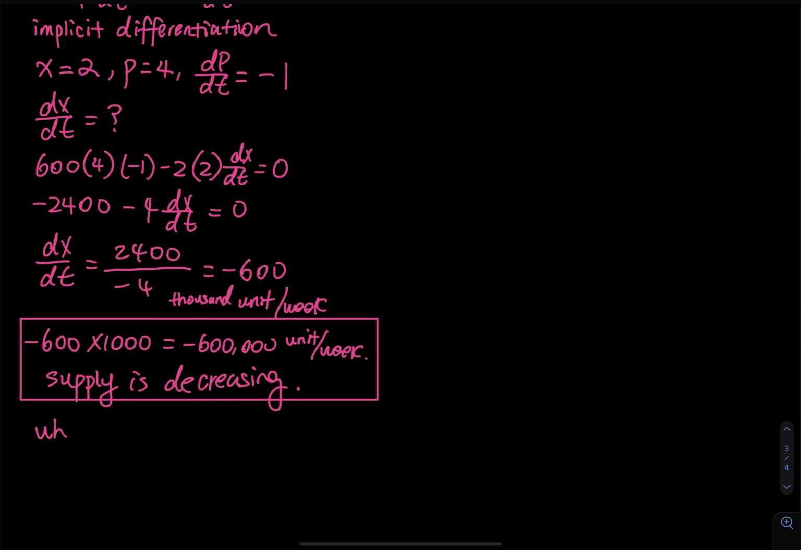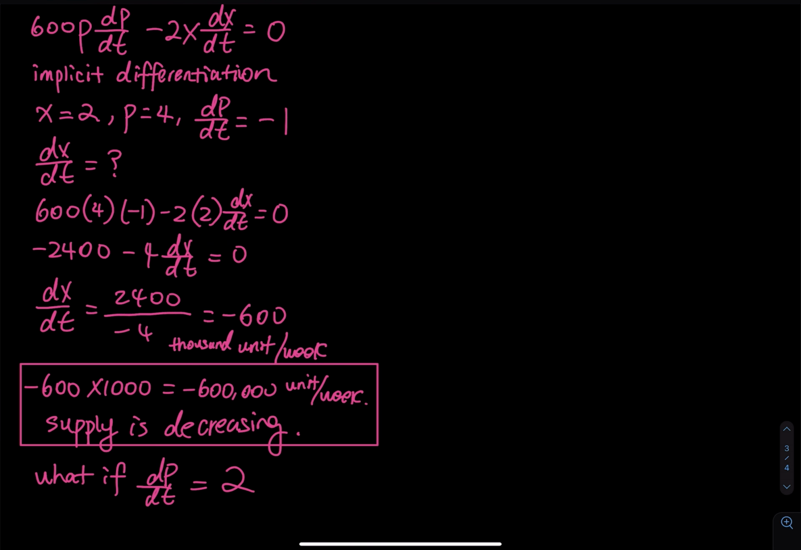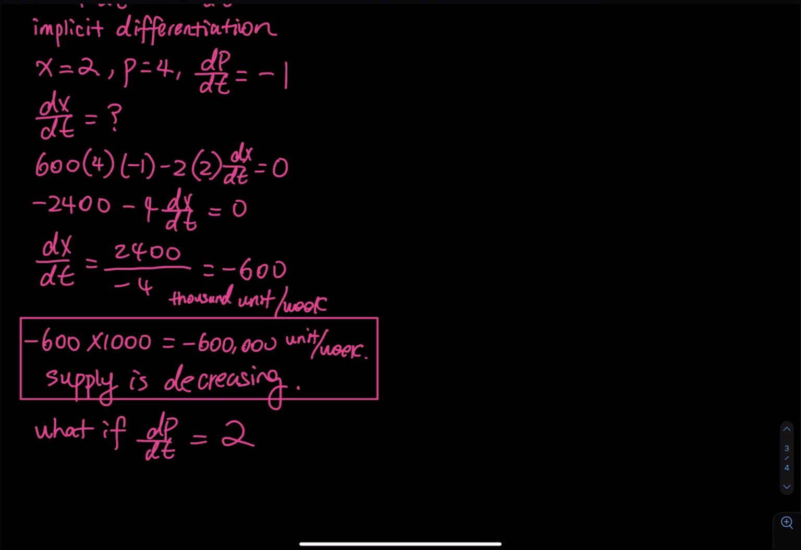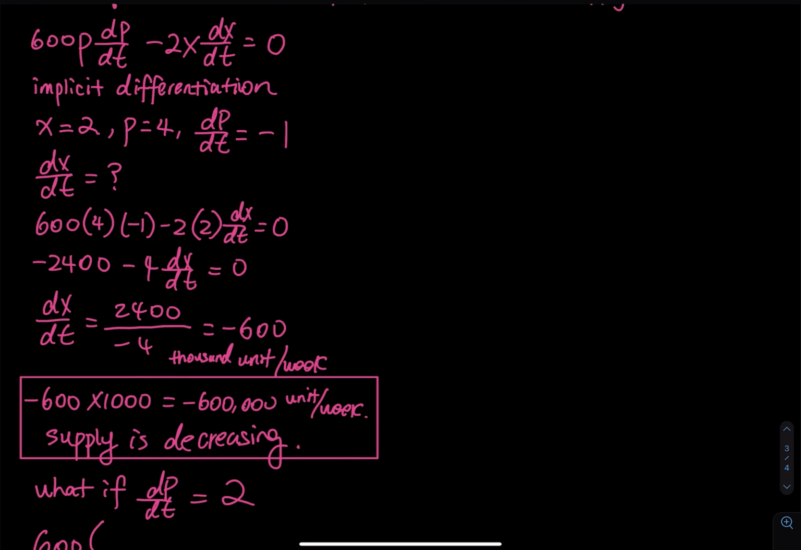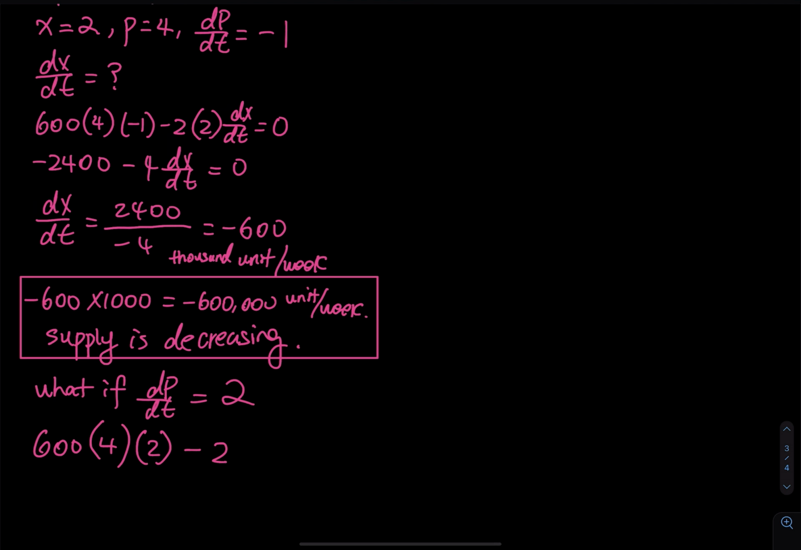So what if dp/dt is equal to positive 2? So let's do the plug-in. We have to plug in dp/dt equals positive 2. So we have 600 times P, where P is equal to 4. And then dp/dt, instead of -1, we use positive 2, and then minus 2 times x, so x is equal to 2.